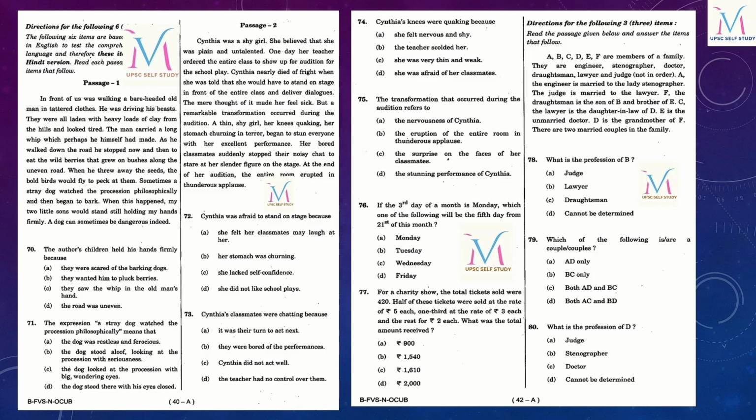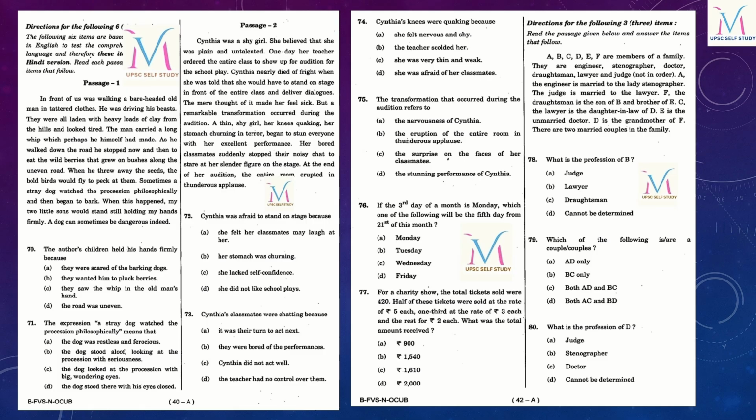And 74th question. Cynthia's knees were quaking because she felt nervous and shy. The teacher scolded her. She was very thin and weak. She was afraid of her classmates. For this, the option is she felt nervous and shy. She was quaking because she felt nervous and shy. So, 74th question, the answer is A.